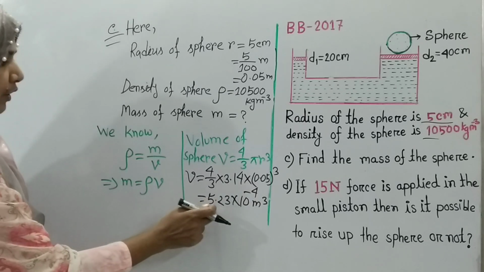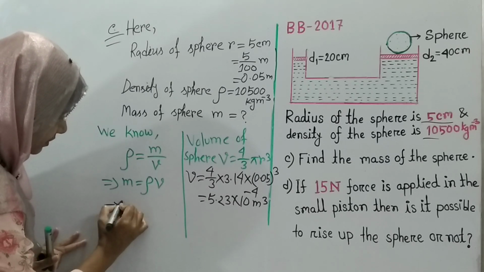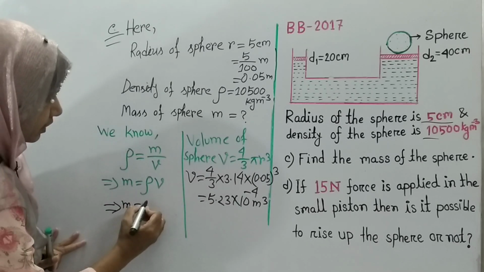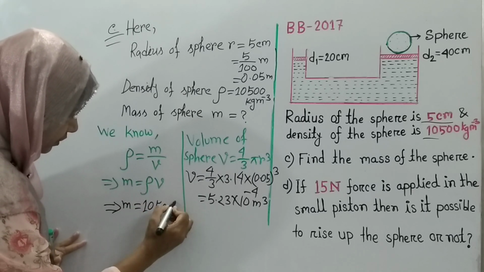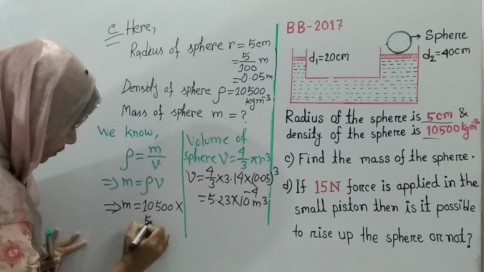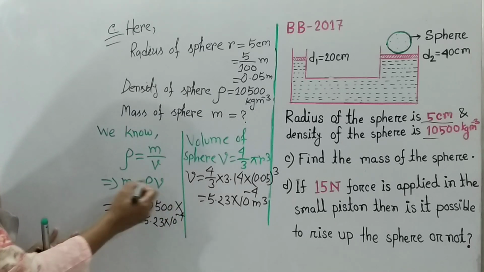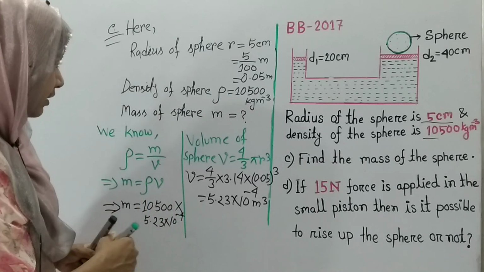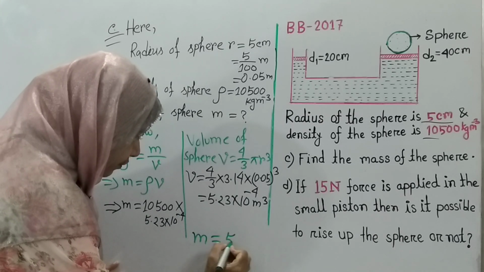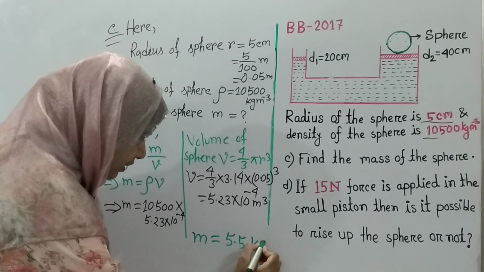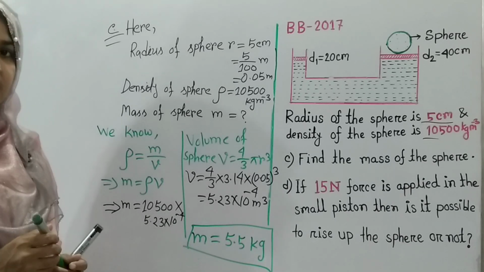Now we know the volume of the sphere and density as well. So we can calculate the mass of that sphere very easily. Rho, 10500 into 5.23 into 10 to the power minus 4. After calculating it, you will get the answer, that is value of m equals to 5.5 kg. And this is the answer of question number C.